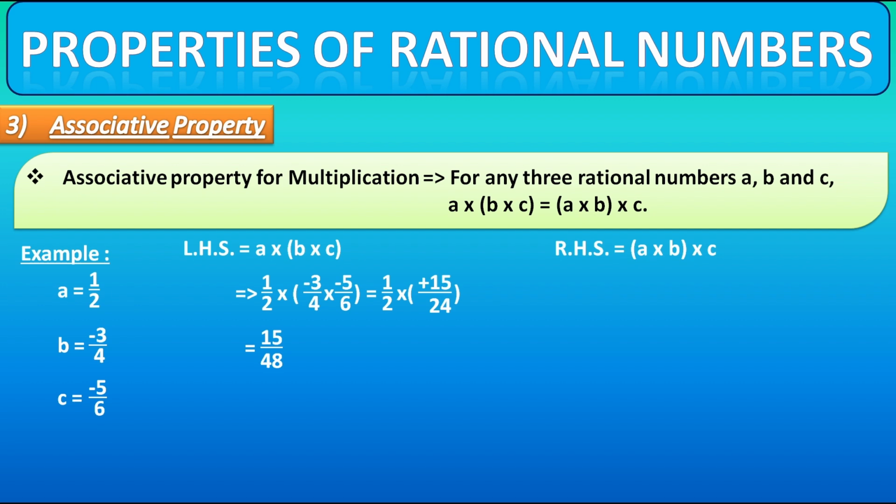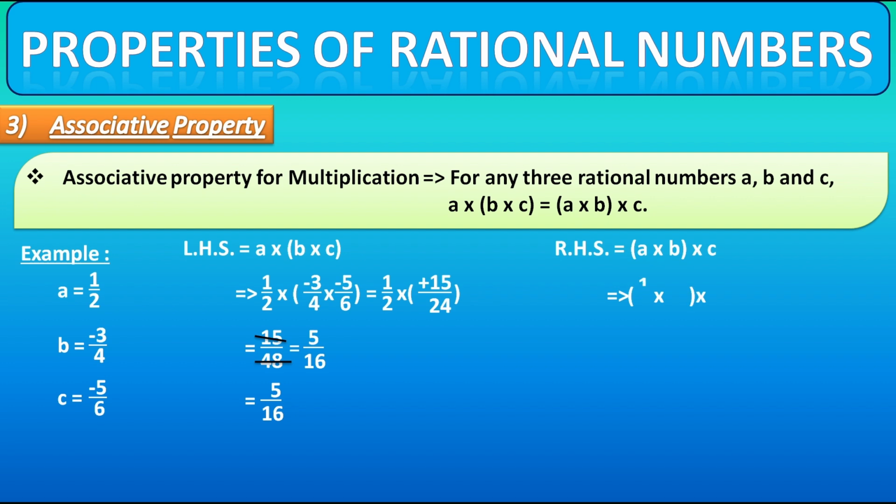Let's find out the simplest form of 15 upon 48. That is 3 fives are 15 and 3 sixteens are 48. So I got the final answer as 5 upon 16. Now let's solve the RHS part.